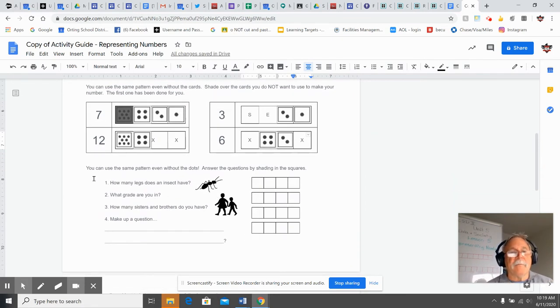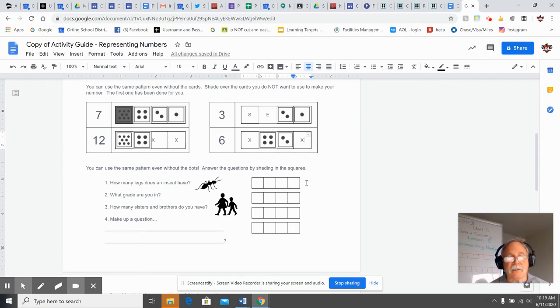Now, let's look at this one. You can use the same pattern without the dots. Answer the questions by shading in the boxes below. Okay, we always know that this box is what? Number 1. This box is 2. This box is 4. And this box is 8. So we know that all these are the same.